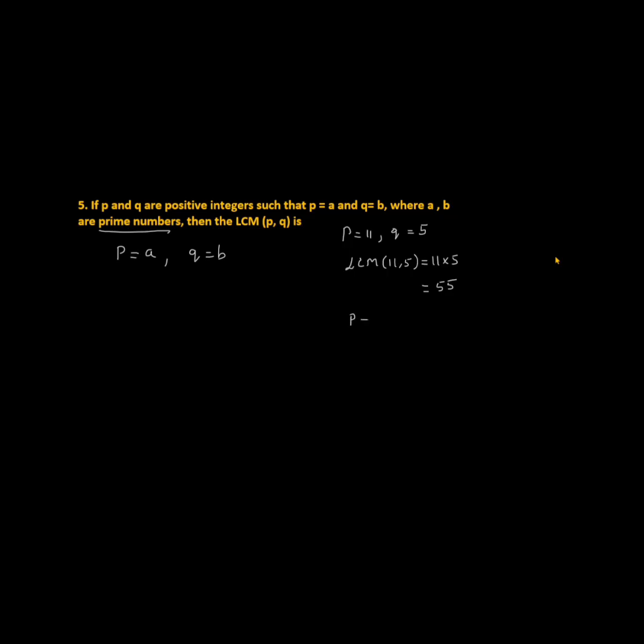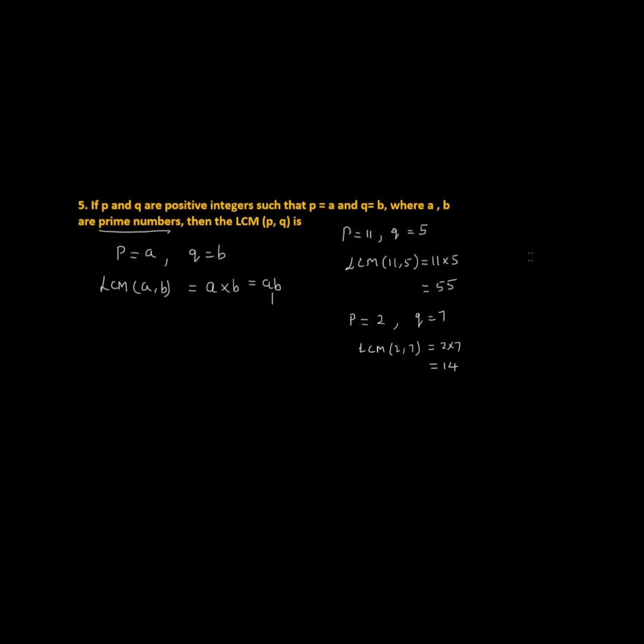For example, P is equal to 2, a prime number, and Q is equal to 7, also a prime number. No common factor other than 1. So LCM of 2 and 7 is 2 into 7, 14. Likewise, A and B both are prime numbers, so the LCM of two prime numbers is nothing but the product of the two prime numbers, A into B. We can write it as AB.